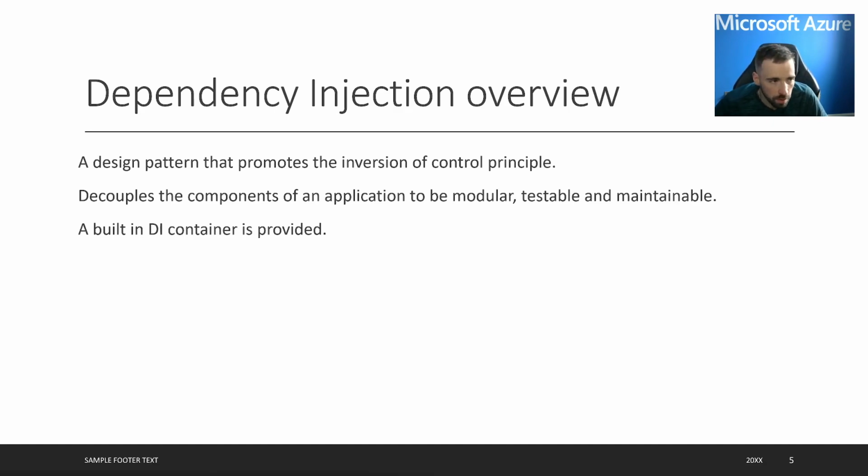So the first concept to dive into is dependency injection, and this is a design principle that promotes the inversion of control principle. It decouples the components of an application to be modular, testable, and maintainable, and there's a built-in DI container that is provided as part of .NET.